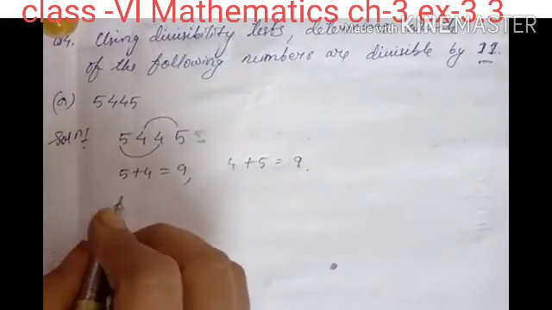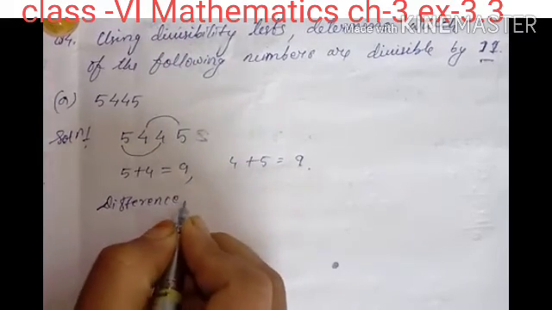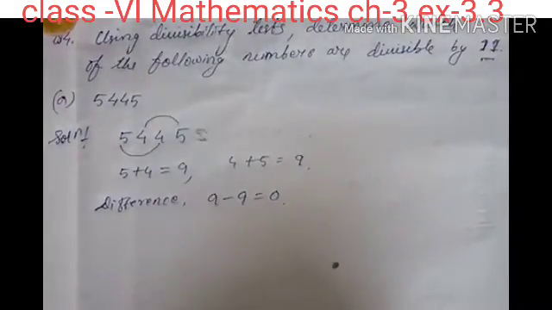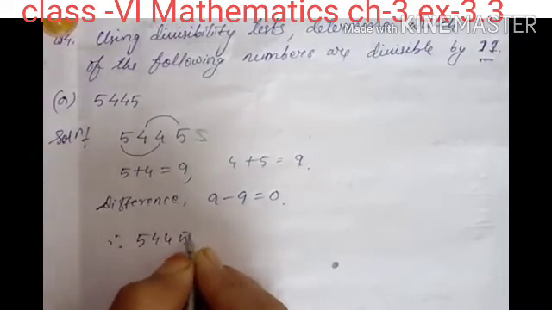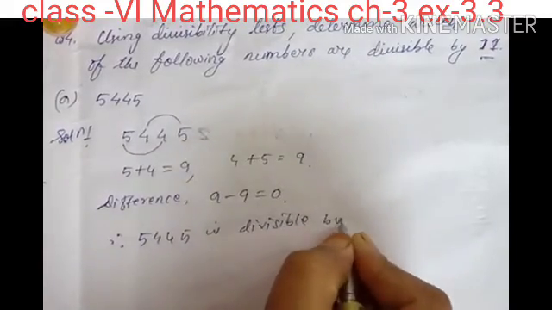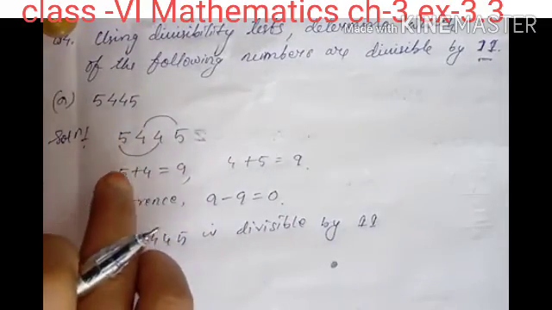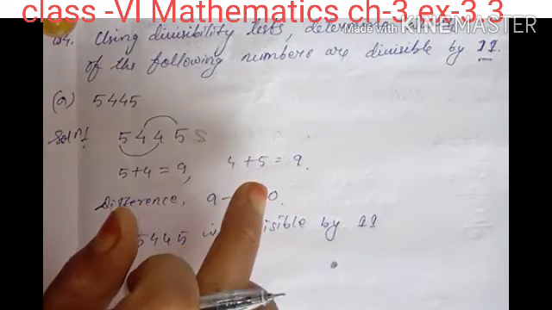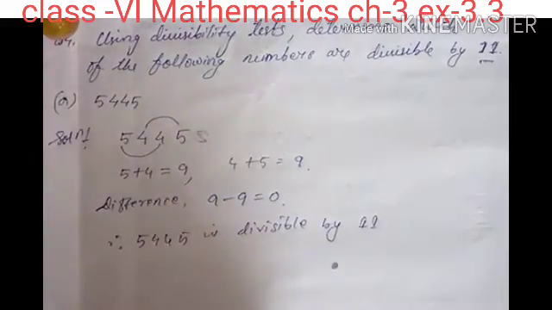Now what will you do? Difference. Difference means minus. 9 minus 9 is what? 0. So the difference is 0. So what will you write? Therefore, 5 4 4 5 is divisible by 11. Okay, this number is divisible by 11 because when you add the alternate digits and see the difference, the value is 0. If the value is 0 or divisible by 11, then you will say that the number is divisible by 11, isn't it?